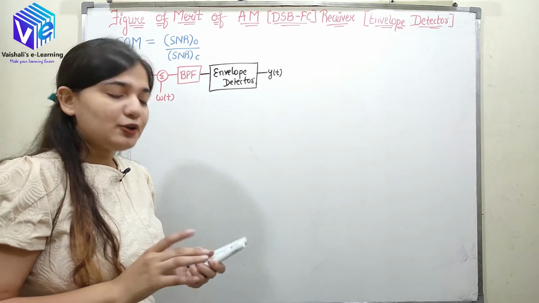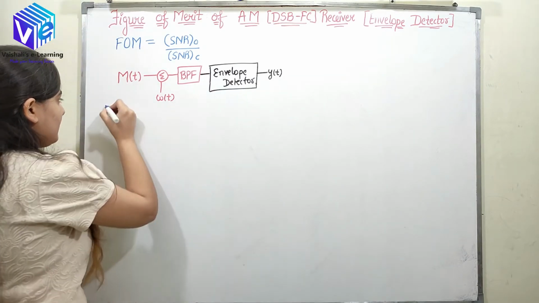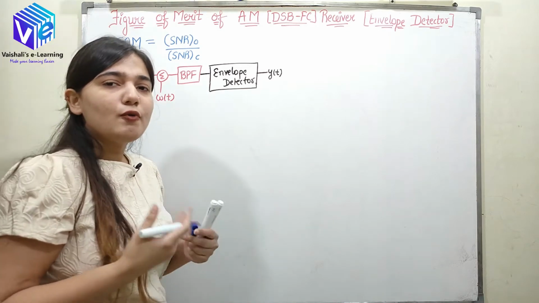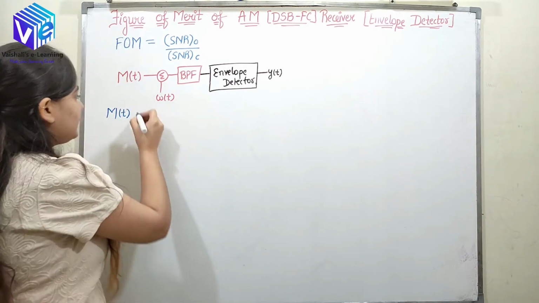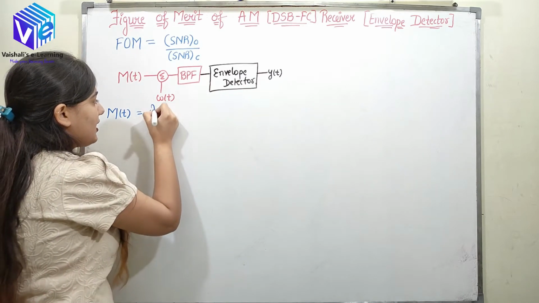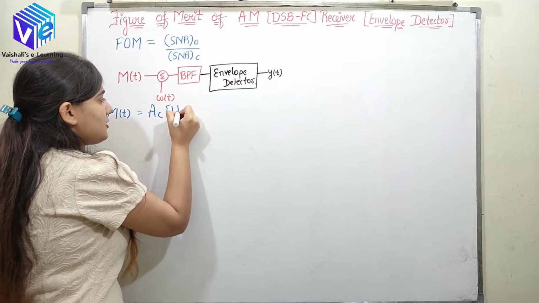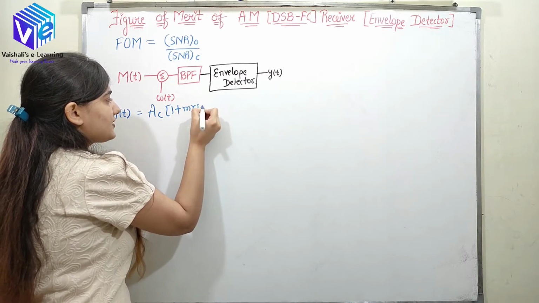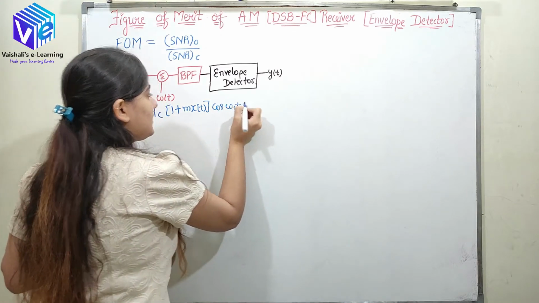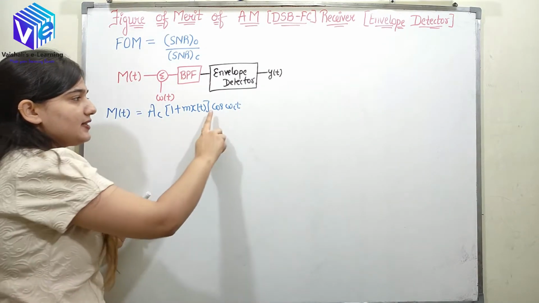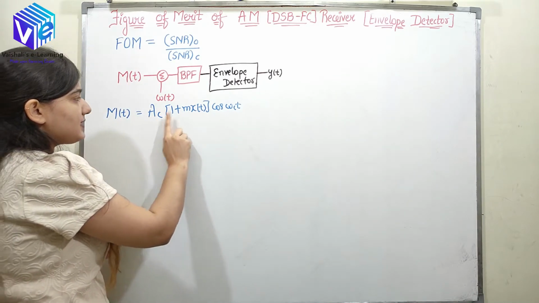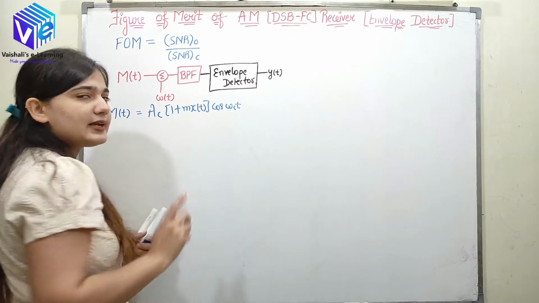So now first I will be talking about the channel SNR. I know what m(t) is. You all know the formula for m(t) in the case of double sideband full carrier amplitude modulation. It was equal to Ac[1 + m x(t)] cos(omega c t), or you can write it as cos(2 pi fc t), both are the same. So now I have m(t) equal to Ac[1 + m x(t)] cos(omega c t).